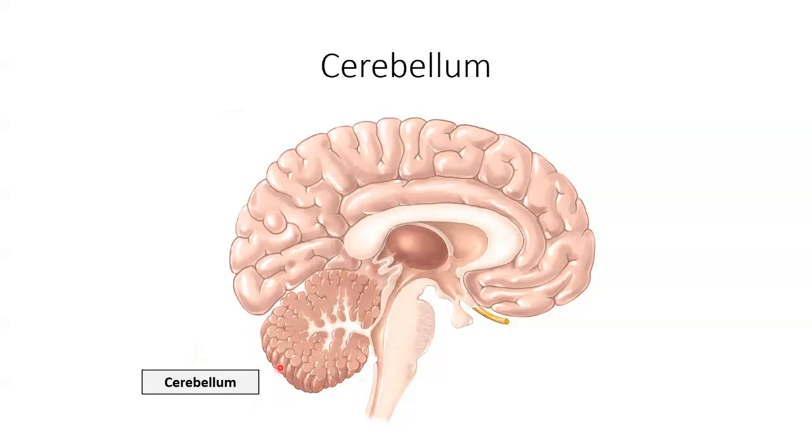So the cerebellum also plays a good role in being able to orient the brain. So the cerebellum is posterior. So if you can identify the cerebellum, you should know that this is the front and this is the back.